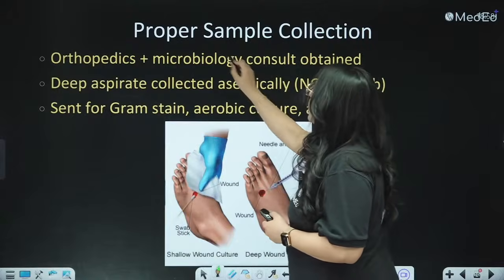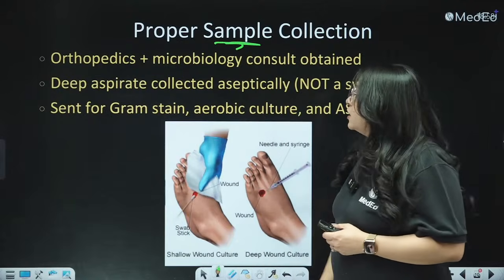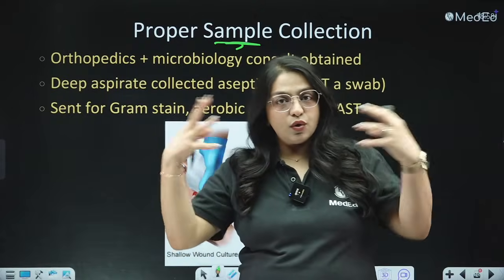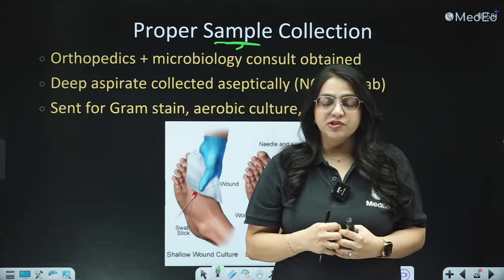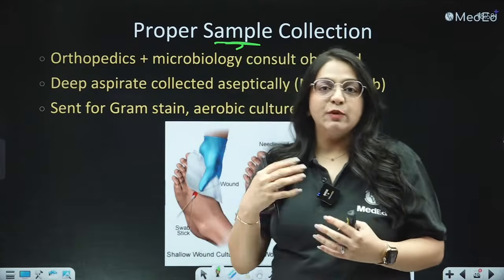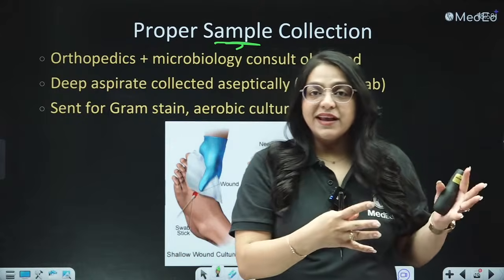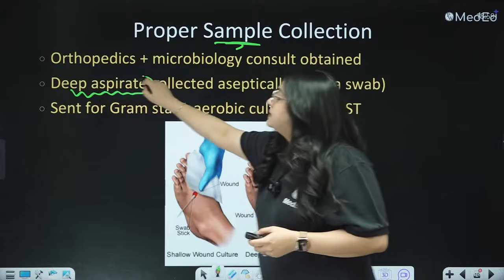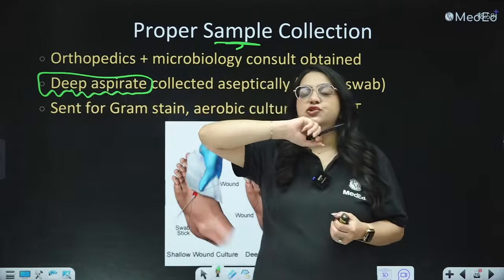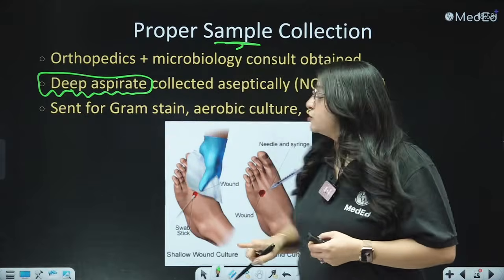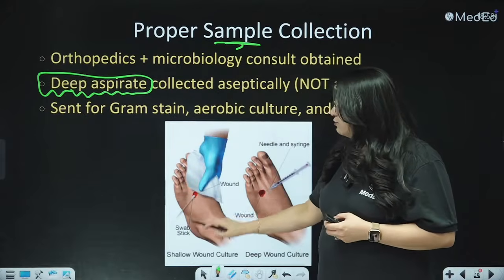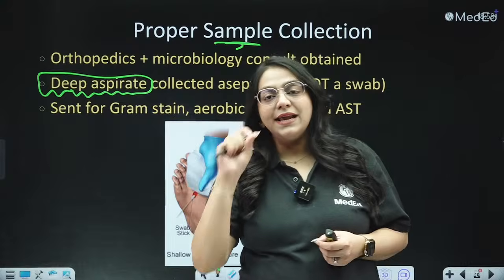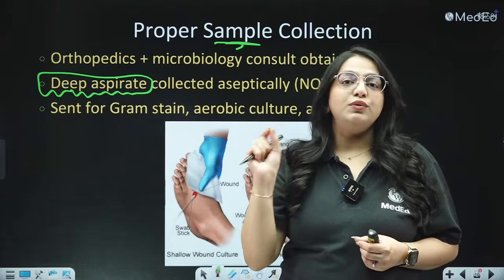Now, proper sample collection is what is being done. So, an orthopedic plus microbiology consult is now obtained, where the lab has worked in communication with the surgeon, and now we are going to take up the case properly. The lab will also do proper diagnosis and the surgeon will also send the proper samples. A deep aspirate of the pus is what is now collected, which is what should have been done in the first place. A wound swab is a superficial sample. We simply roll a swab stick on the wound and you send it. That is a superficial sample, and it is highly likely that the pathogen is going to get missed.